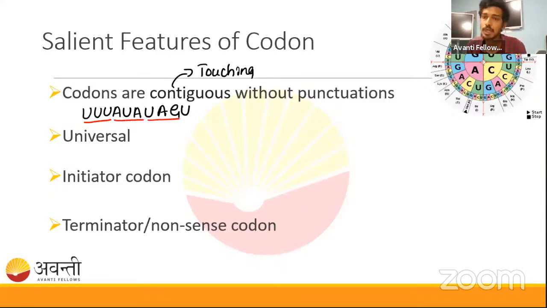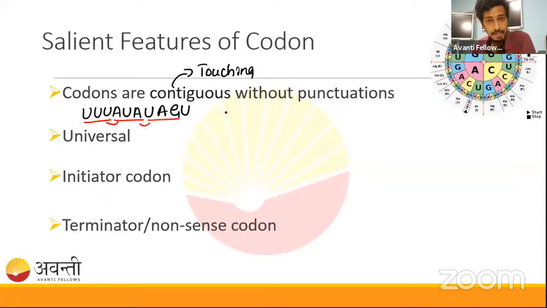Okay, why is it like this? Because it's mRNA, everything is connected to each other. So codons are contiguous, that means touching. Continuous also has the same meaning, we can understand. Continuous might allow space, but here there is no space in between. Everything is touching. This codon is touching this codon. That is contiguous. Every codon is touching each other, there is no gap, there is no punctuation.